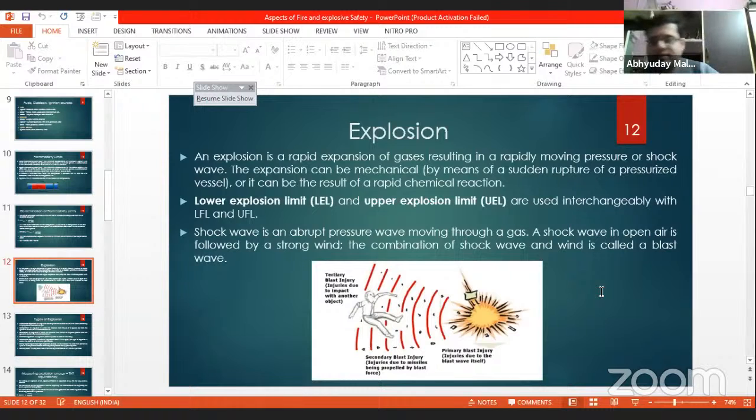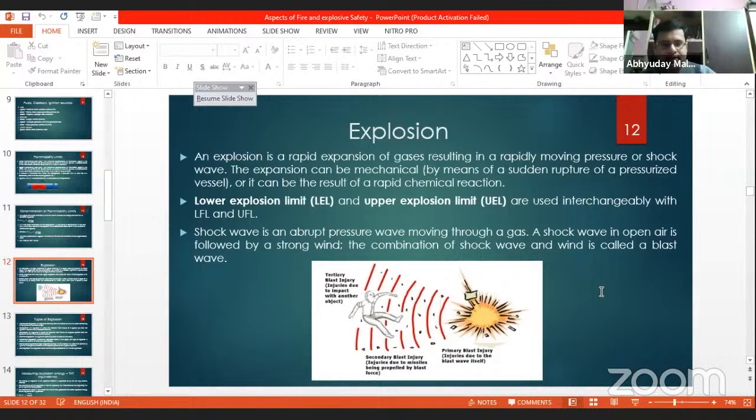Now, when some substance explodes, there is also the concept of the lower limit and the upper limit. Ordinarily, a combustible substance can also explode, and the lower flammability limit of that combustible substance is also the lower explosion limit of that substance. And correspondingly, the upper flammability limit of that substance is also the upper explosion limit of that substance. That means if you have, for example, hydrogen, the lower flammability limit of hydrogen can also be substituted by the lower explosion limit of hydrogen, and the UFL of hydrogen can be substituted by the UEL of hydrogen. That means these can be used interchangeably.